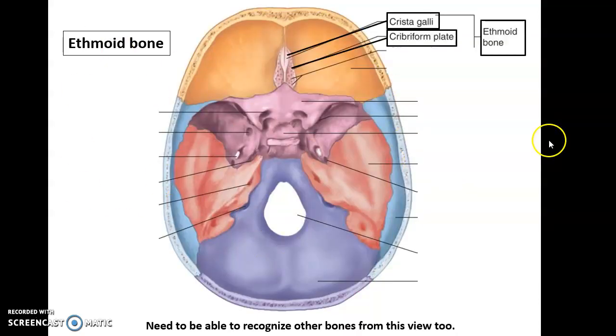Here is a view of the skull where we cut off the top of the skull to look down into the cranial cavity. And toward the front, here in orange is the frontal bone, in pink here is the ethmoid bone. The ethmoid bone has two structures important here. This pointy bit sticking up, that is the crista galli, and then the bone tissue surrounding the crista galli, that is the cribriform plate.